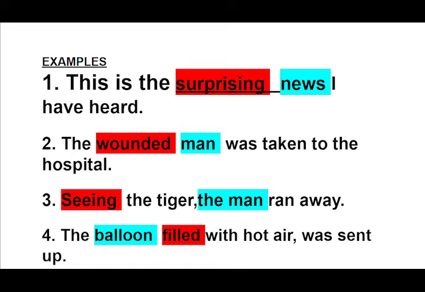Now look at the fourth sentence. The balloon filled with hot air was sent up. The word filled is formed from the verb fill. It qualifies the noun balloon like an adjective. So, such describing words have the nature of both verbs and adjectives and are called verbal adjectives or participles.